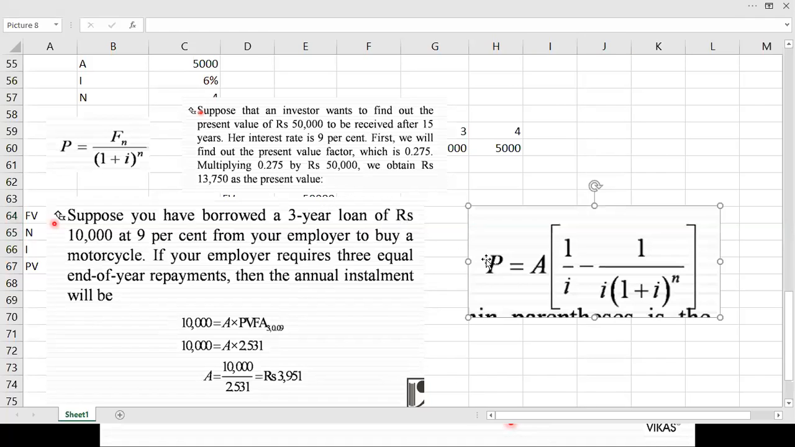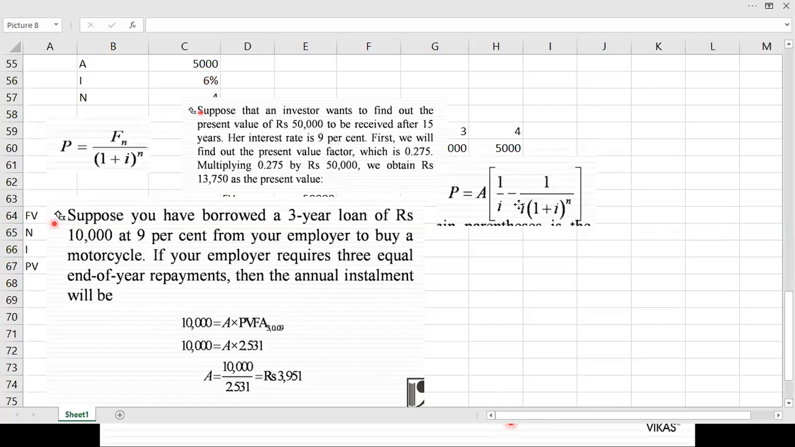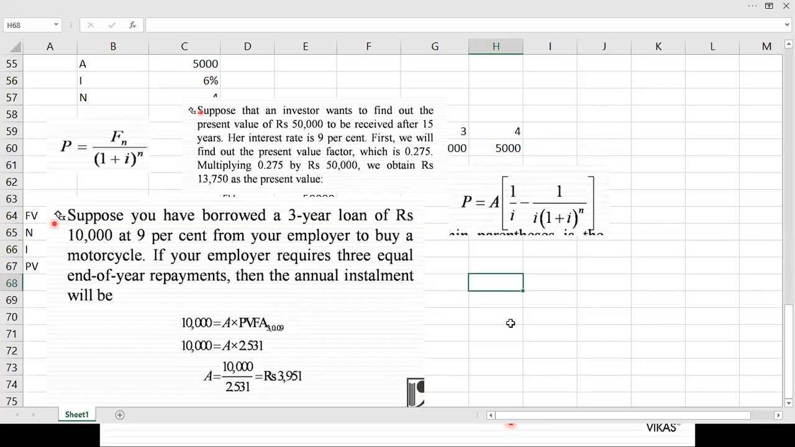Without a whiteboard it is very difficult to explain, right? Anyhow, we will manage. The future value of an annuity factor, that is for 10,000, and I is 9%, and the number of periods is 3 years, right? Now we will find out the installment annuity.